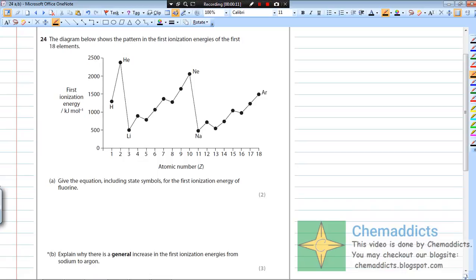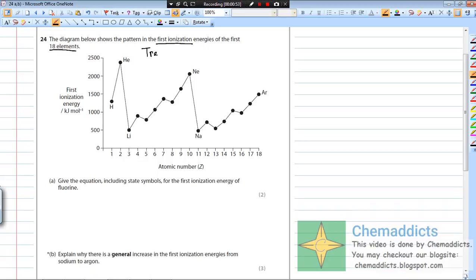Okay, so let's start. The question says the diagram below shows the pattern in the first ionization energies of the first 18 elements. As we can see from the diagram, this is the trend in ionization energy along a period.